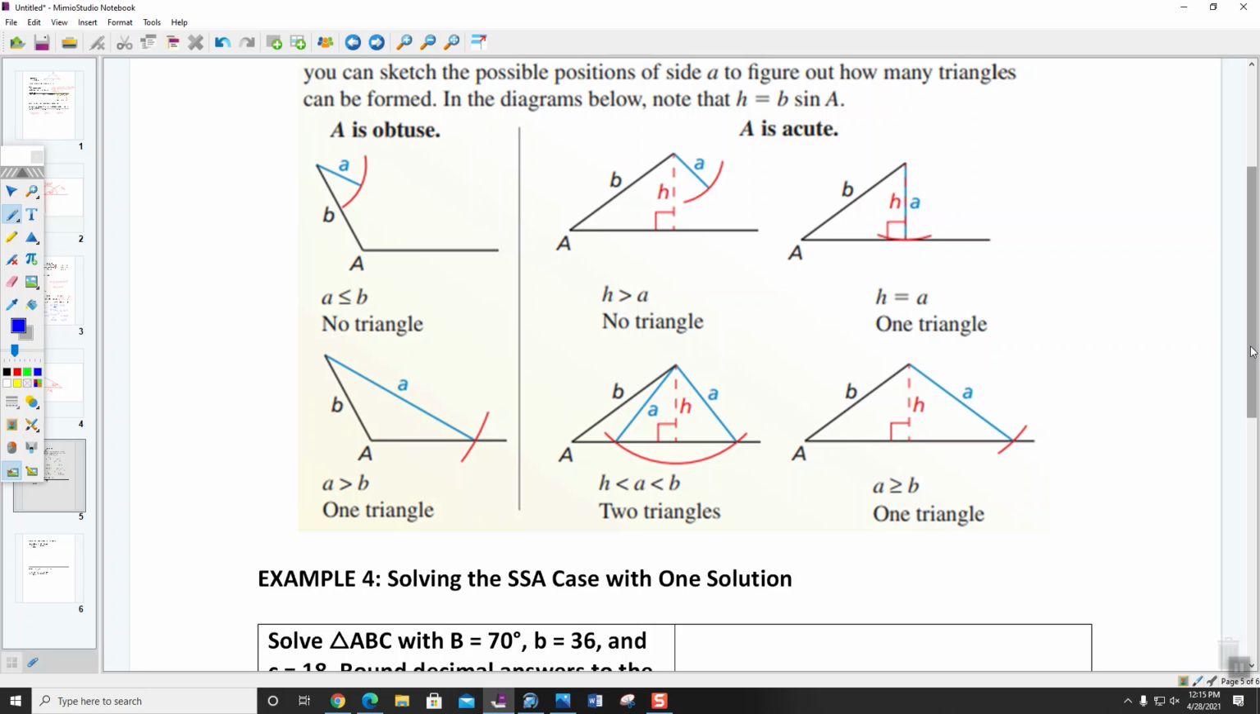Two triangles, or you might get what? Oh my gosh, this is a mess, isn't it? One triangle is formed here, is this one, and this one. All right? You want to be memorizing the height is equal to A is greater or equal to B, the height is less than A is less than B. I don't want to memorize that either.